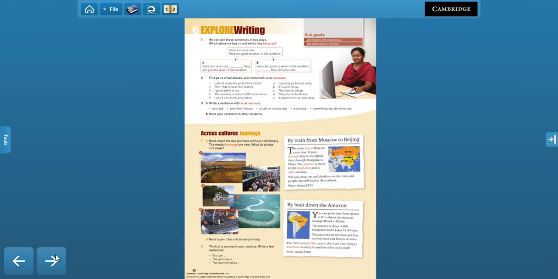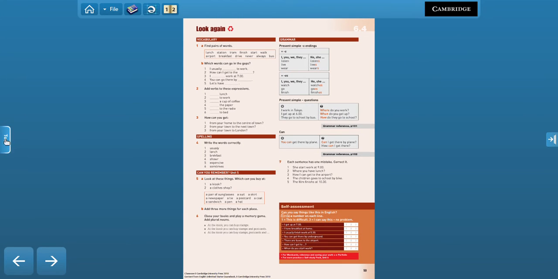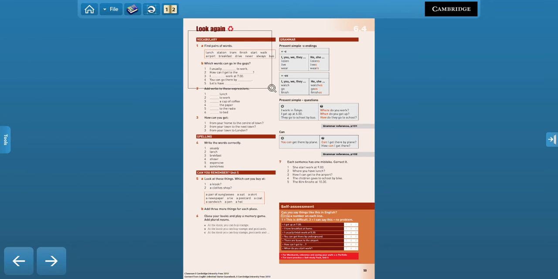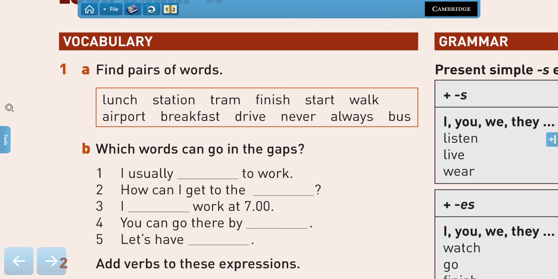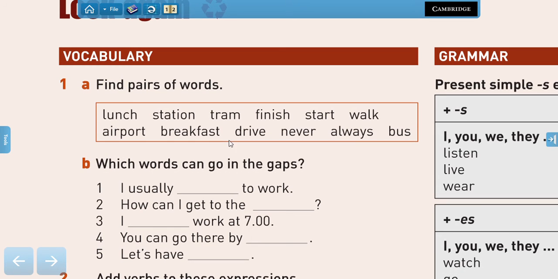Now, to finish the unit, we're going to do the last part, right, which is the look again section. So remember that these exercises are usually very similar to the ones in previous units, okay? So in the first part, you have to find pairs of words, right? So pause the video and do the exercises because I'm going to be giving you the answers, all right?